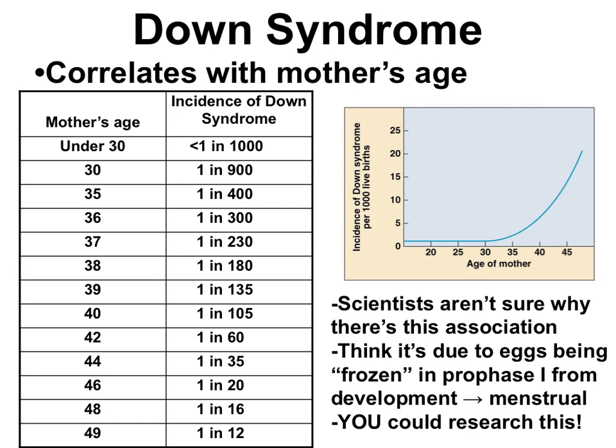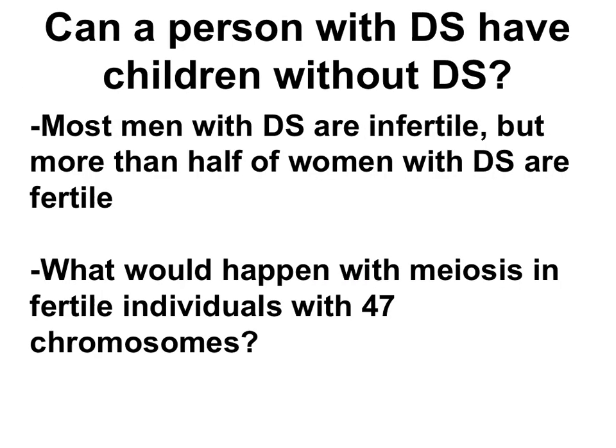Now, it's not really understood why this happens, but the cool thing is, if you're interested in figuring this out and solving this problem, you could join a lab that studies this phenomenon, and you could become famous for having figured this out. Another question that pops up is to think about if 2 people with Down syndrome can have a baby without Down syndrome.